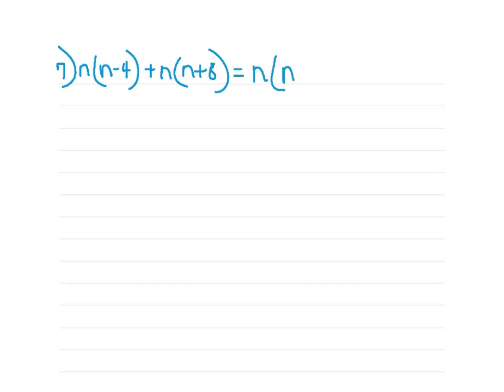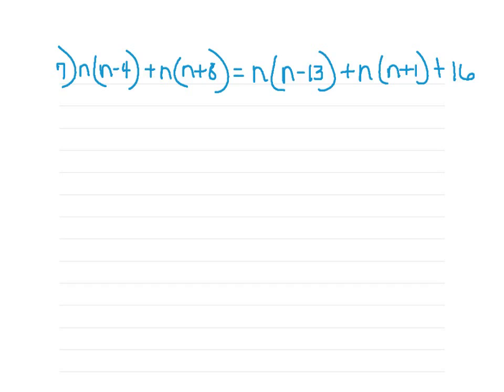Okay, number 7. This is the last problem that we'll do together. N times n minus 4 plus n times n plus 8 equals n times n minus 13 plus n times n plus 1 plus 16. Okay, let's start by distributing. I'm going to distribute everything on both sides of the equation.